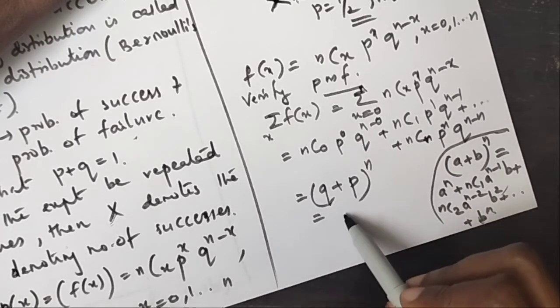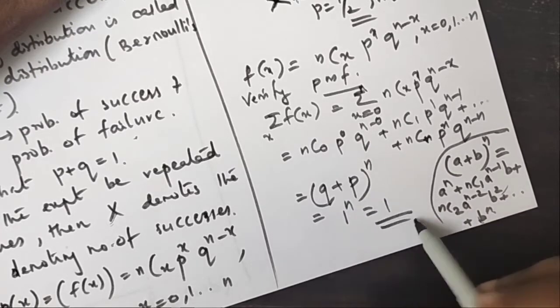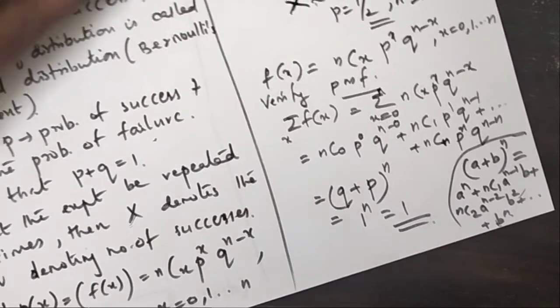That's the sum of probabilities. It is 1. So 1 raised to n is 1. So it is a probability distribution function. Okay. So next we have to derive the mean and variance of binomial distribution.